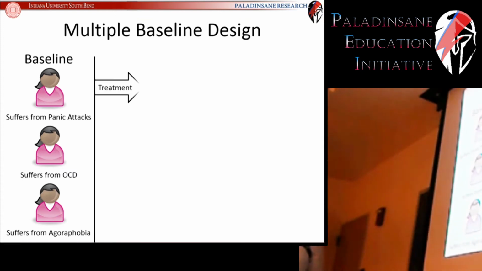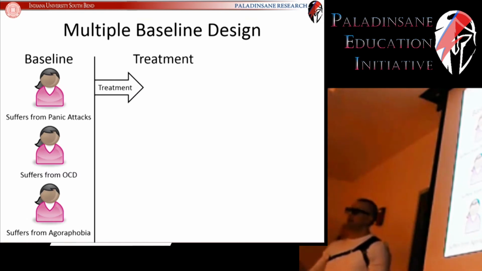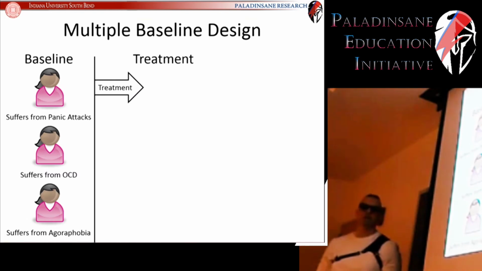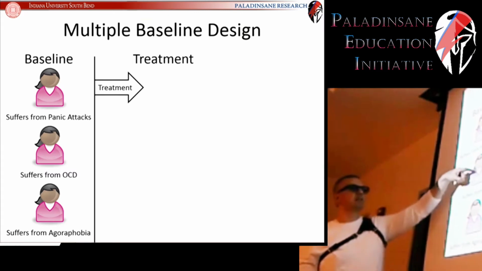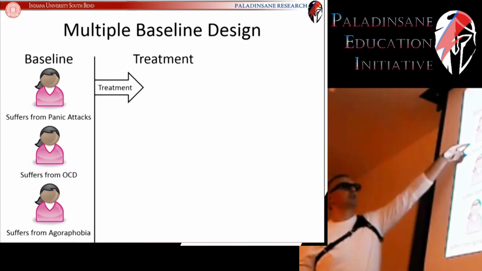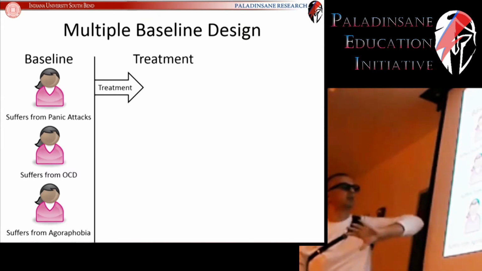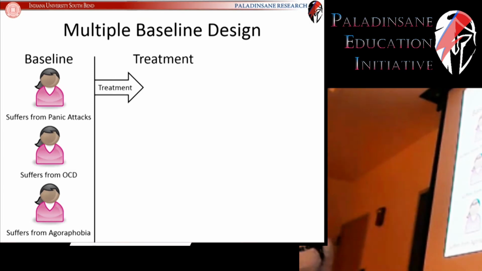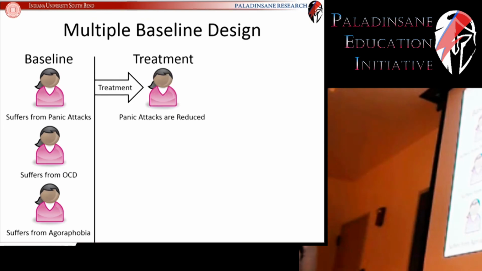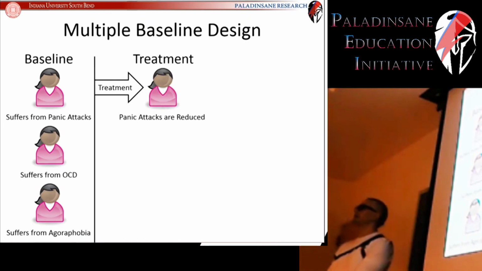What you do then is institute treatment, stopping baseline for one of these behaviors, but not stopping baseline for the other ones. So you start treating the panic attacks, but you don't treat the OCD, you don't treat the agoraphobia, and you institute a treatment for the panic attacks and see what happens. And let's say that the panic attacks are reduced.